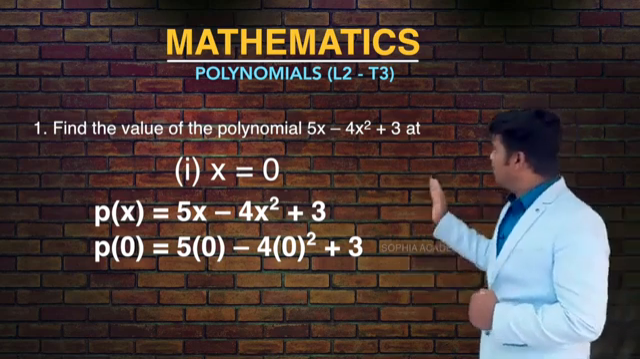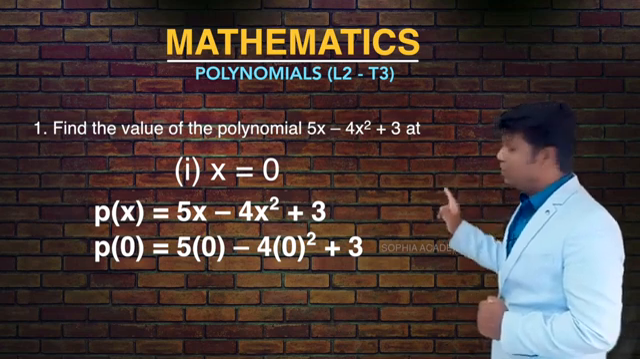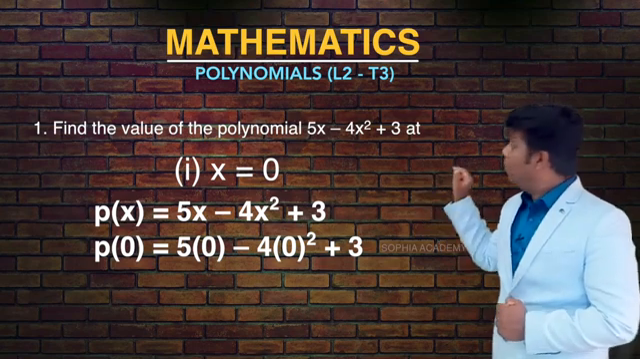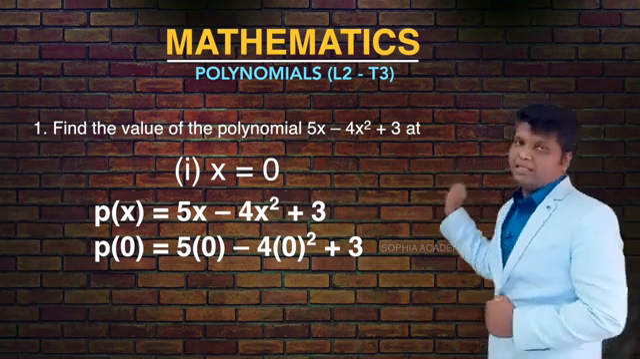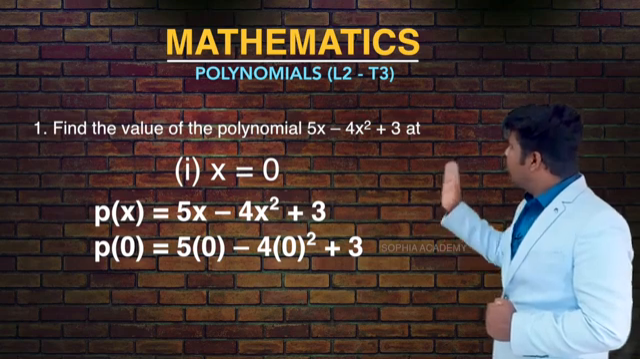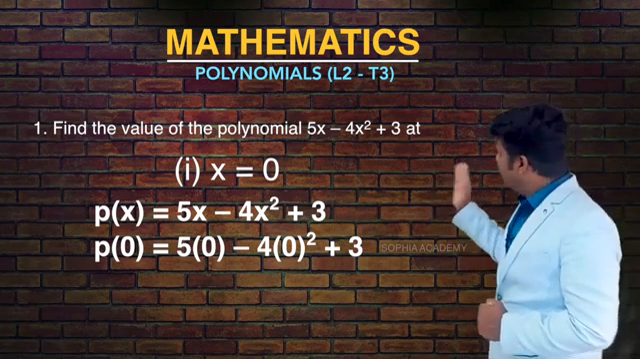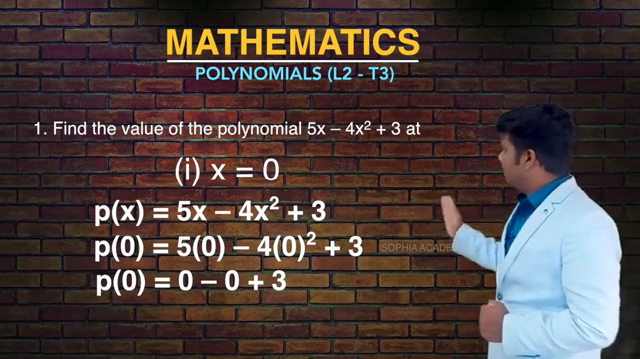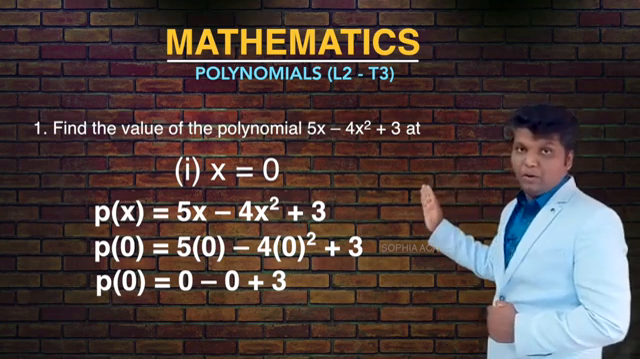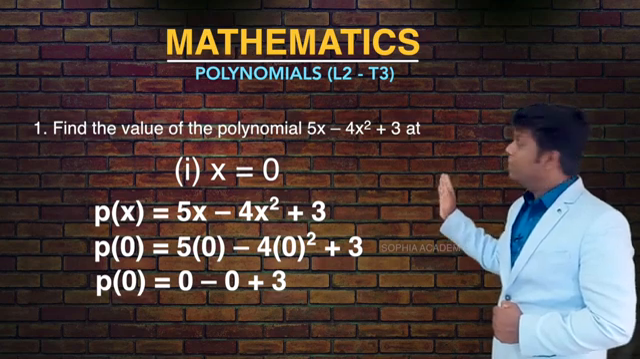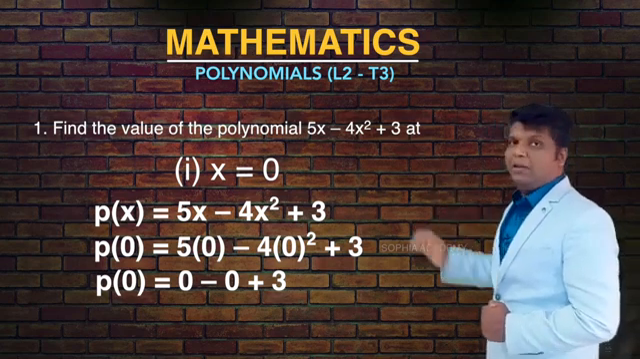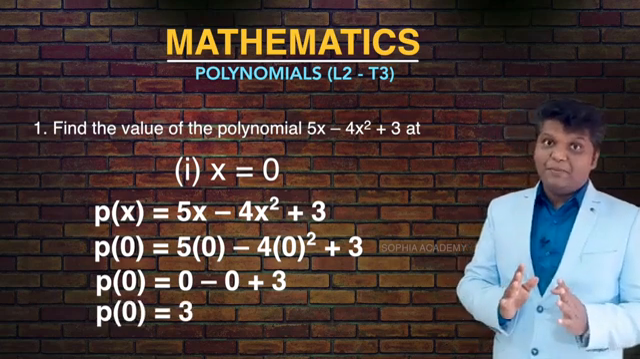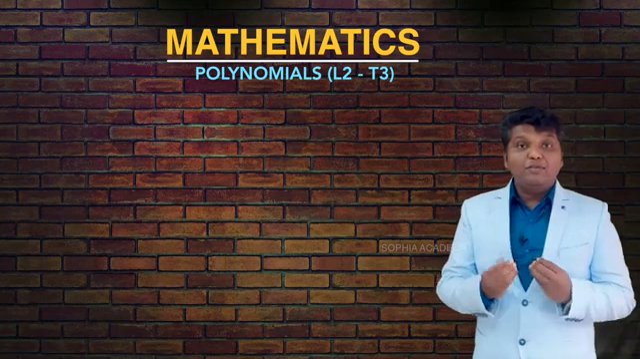So 5 into 0 minus 4 into, then you can see x squared. So instead of x, we will put 0. So 4 into 0 square plus 3. That is equal to 5 into 0 minus 4 into 0 square, it is again 0, so 4 into 0 plus 3. That is equal to 5 into 0 is 0 and 4 into 0 is also 0. So 0 minus 0 plus 3. Finally, you got the answer as 3. Is that clear?